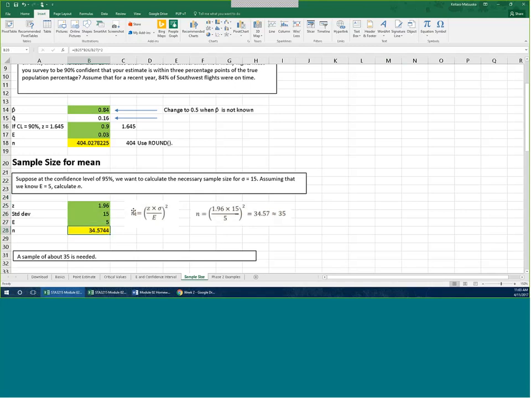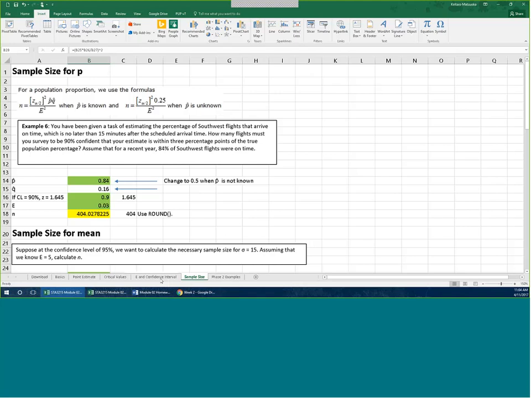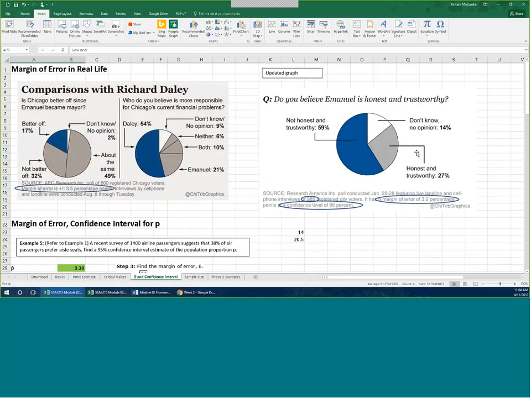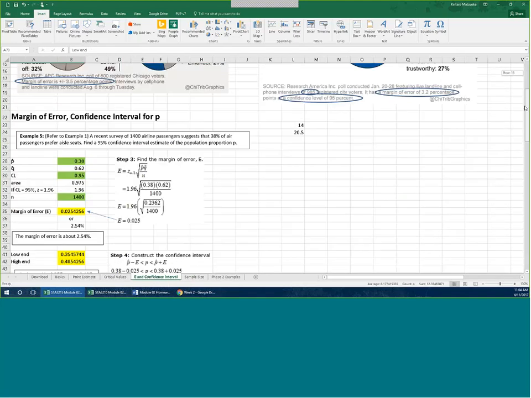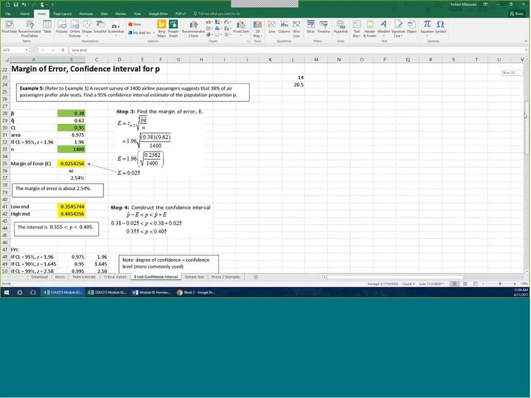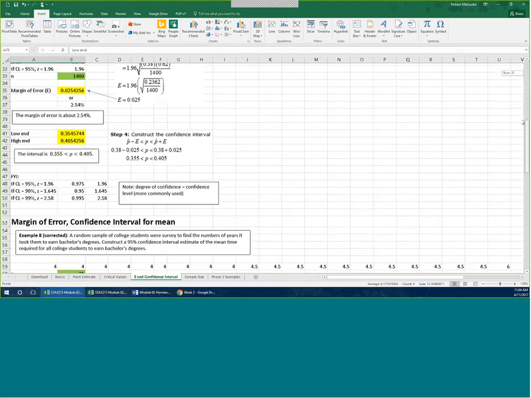As I mentioned, you want to round it up, so in this case, I'm going to round up to the next whole number, which is 35. So at least 35 people, or whatever this is. So at least a sample size of 35 is needed here. Pretty easy. So now you know how to do the confidence interval and the sample size for the proportion and then the mean.